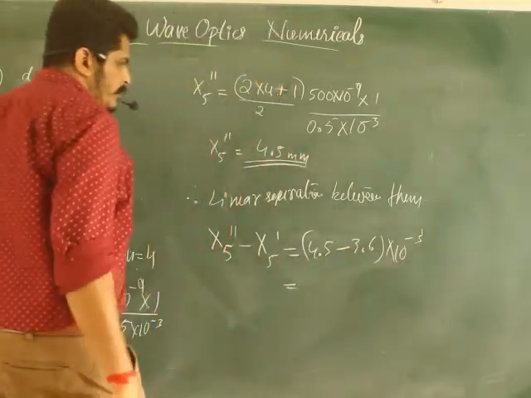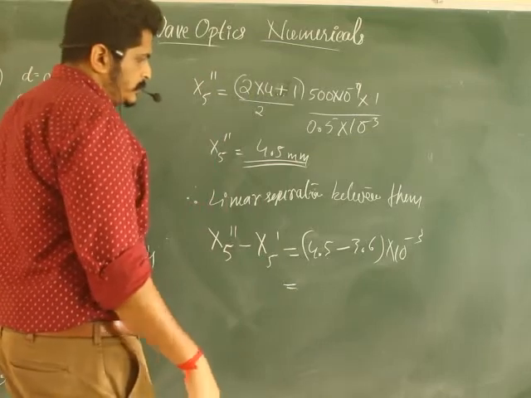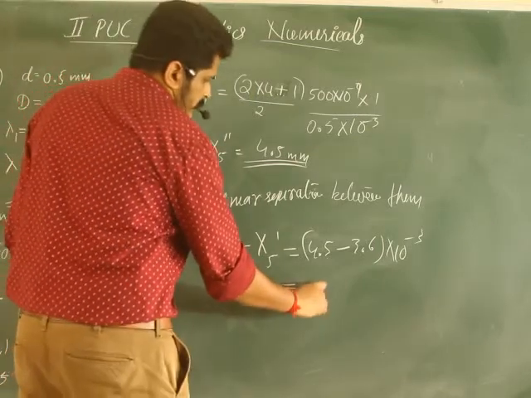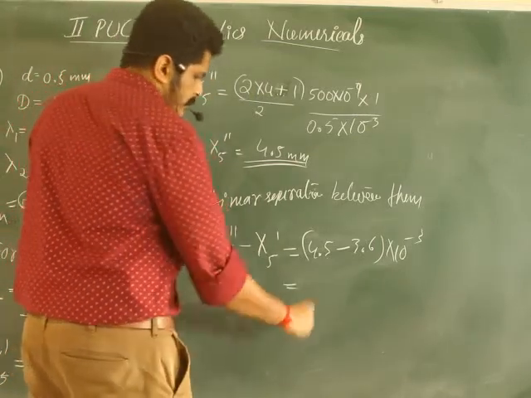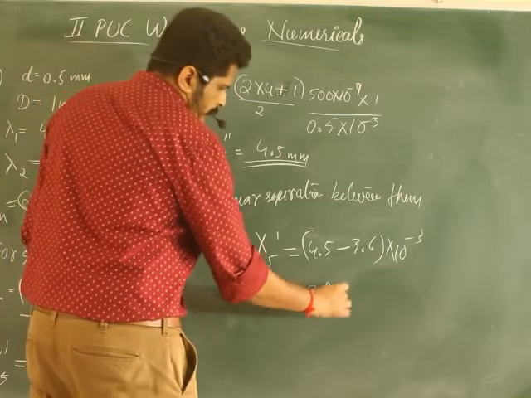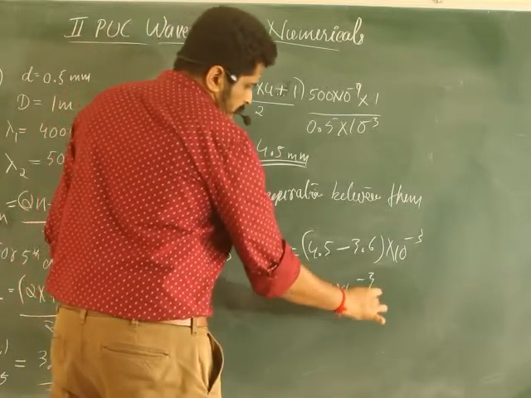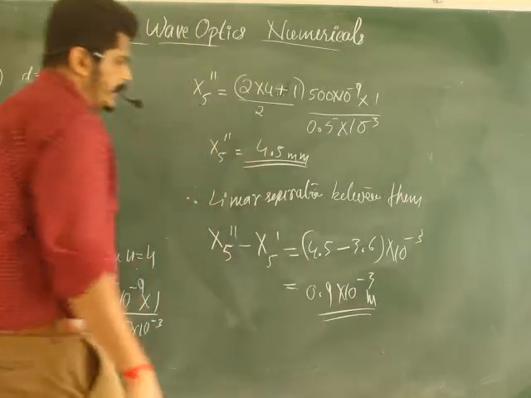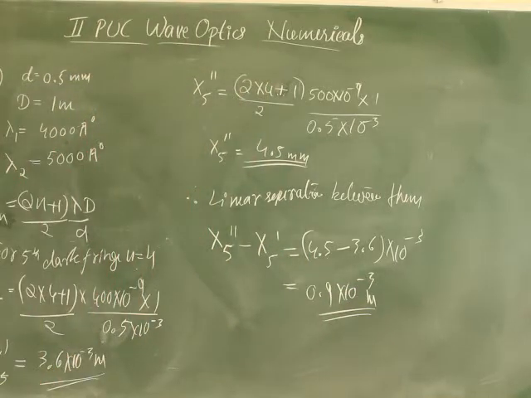So the answer is 0.9 into 10 power minus 3 meter. That is all about question number 9, students. Okay? Hope you understood this.